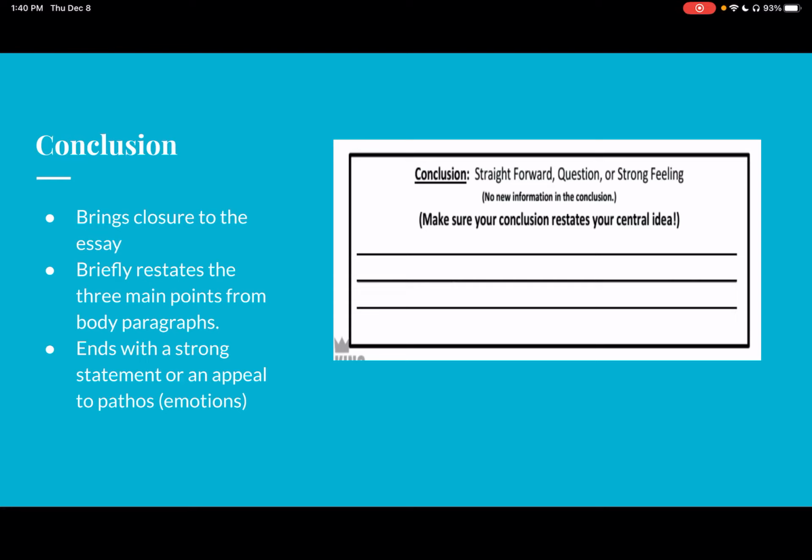restates your central idea. What's another word for a central idea? A thesis, which we're a lot more comfortable with that word, right? That terminology. It's your thesis. So you want to make sure that you're restating your thesis, okay? And it's no new information. There should be no new revelations. There shouldn't be any discussion of themes that hadn't been discussed before. Your theme should already be stated in those 3 body paragraphs.